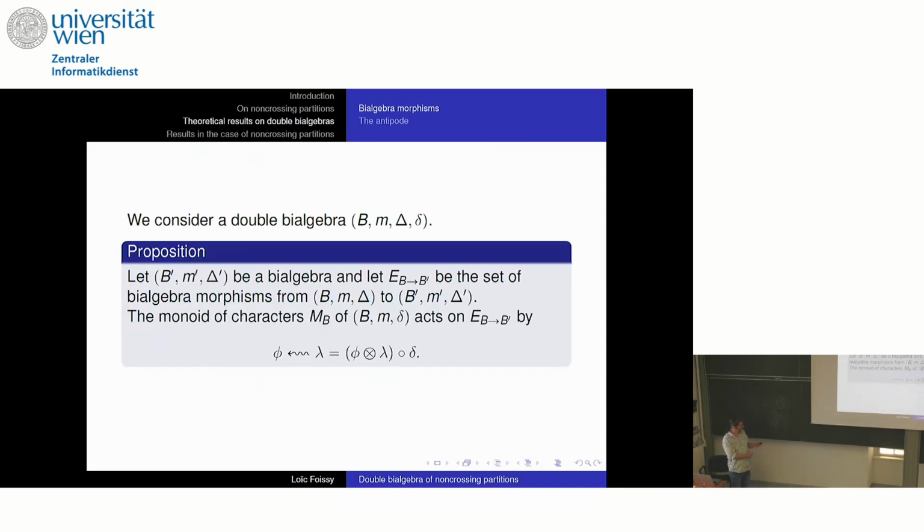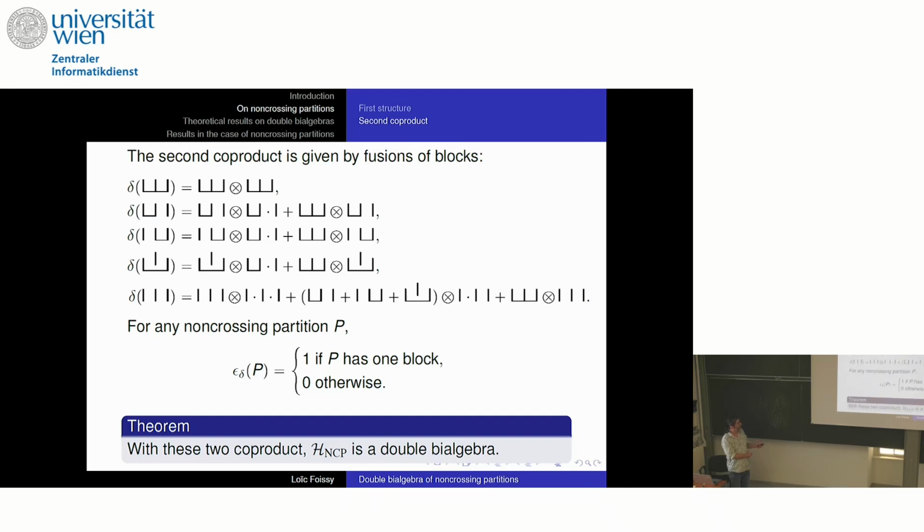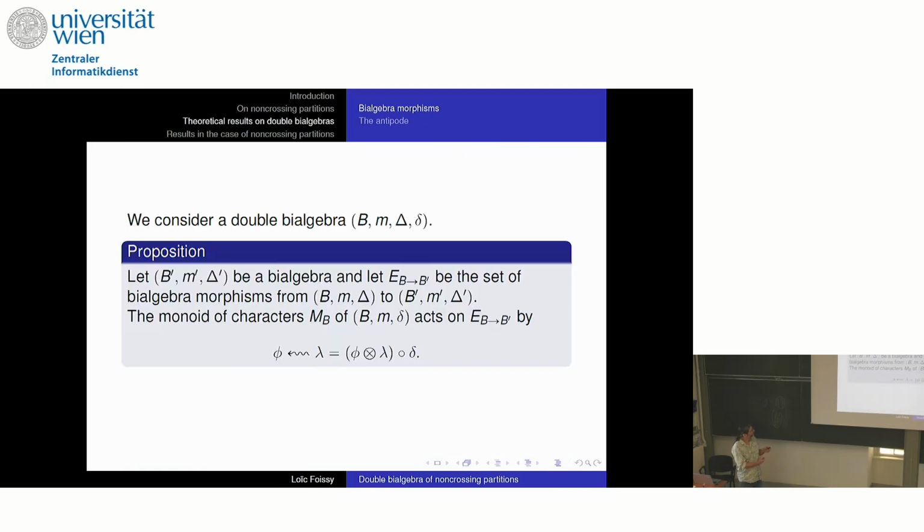So there is a counit, which is one if the non-crossing partition has only one block and zero otherwise. And this is a double bialgebra. It's quite combinatorial stuff to satisfy, but okay, everything works. So now, what can you do if you have a double bialgebra? I'm going to present some results.